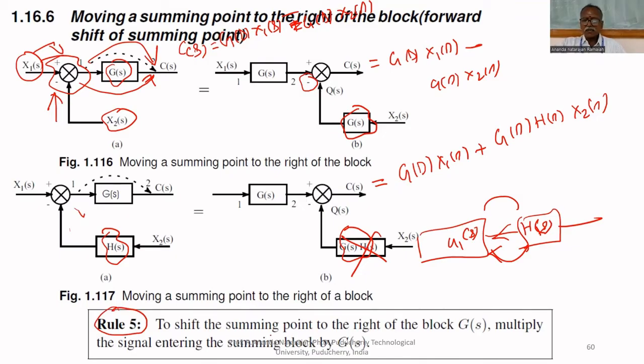Multiply the signal entering the summing block by G of S. Don't remember the rules. Just think whether it is amplified or not. If it is not amplified, you have to divide. If it is already amplified, it means you have to multiply. That's all. That way you have to think. So up to 5 rules, you can easily remember.